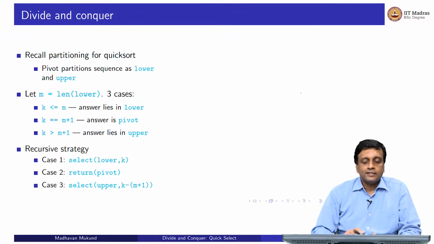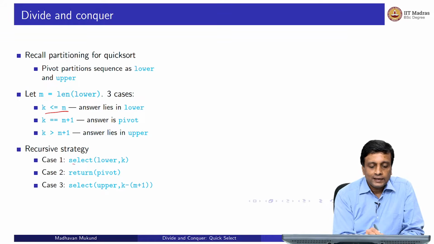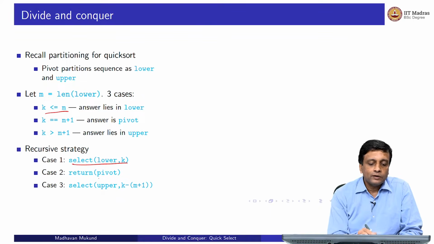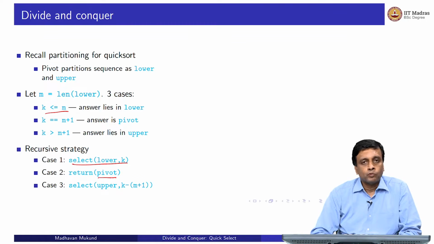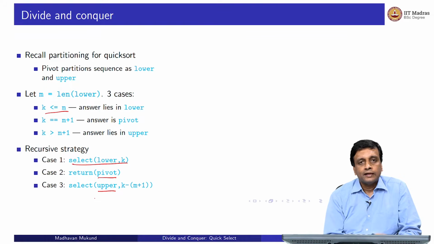The recursive strategy is that if k is smaller than or equal to m, we just apply this selection procedure to just the lower part of our sequence and look for the kth element there. If it is m plus 1, then we just return the pivot, we do not have to do any more work, we have found the element that we want.